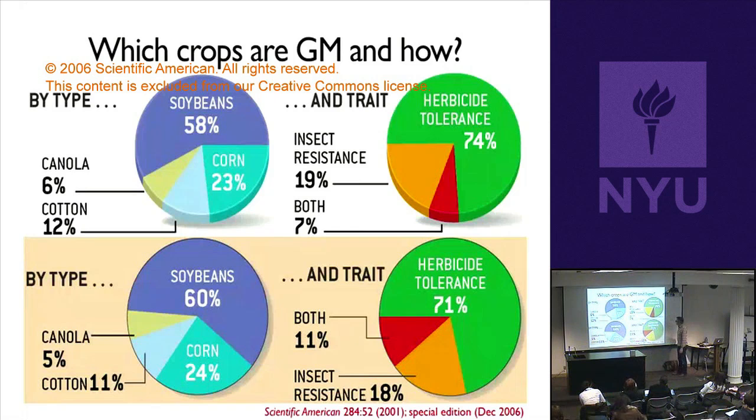And really the only big change with respect to how they're modified is that we have more cases of both herbicide resistance and insect resistance engineered into the same plant. So in 2001, it was about 7% being modified for both, and in 2006, it's about 11%. Okay? Not a big change, but a change in the direction of combining these things into the same plants.